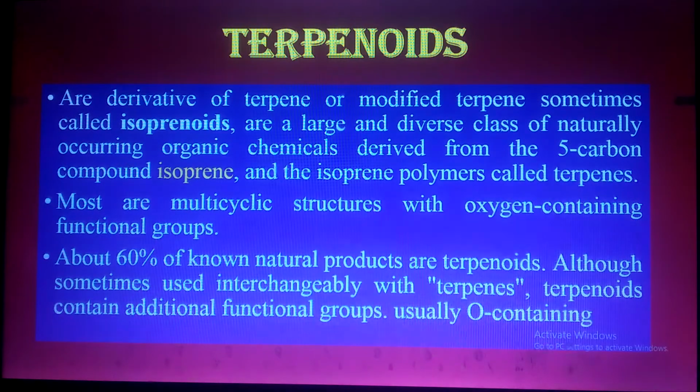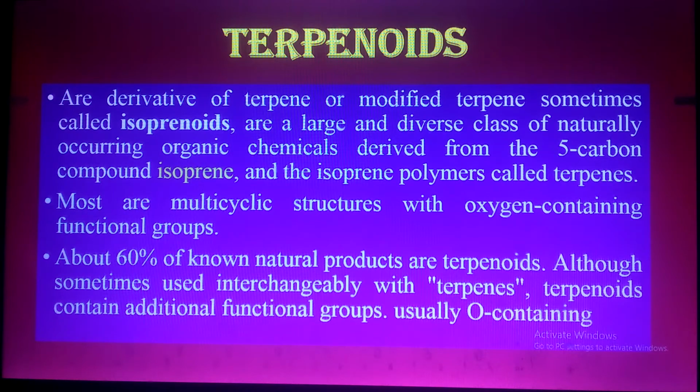Okay, now terpenoids are derivatives of terpenes or modified terpenes. Most of the people are unable to distinguish between the terpenes and terpenoids, so I'm here giving you a brief introduction about that. What are terpenoids? They are derivatives of terpenes or modified terpenes, sometimes called isoprenoids, a large and diverse class of naturally occurring organic chemicals derived from the 5 carbon compound isoprene and the isoprene polymers called terpenes. Must keep it in mind. This is the difference between the terpenes and terpenoids.